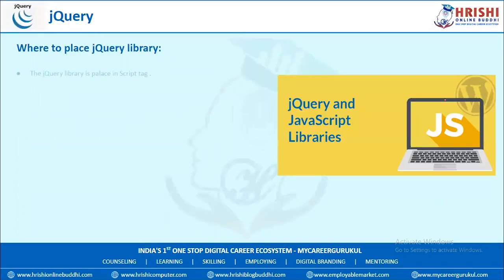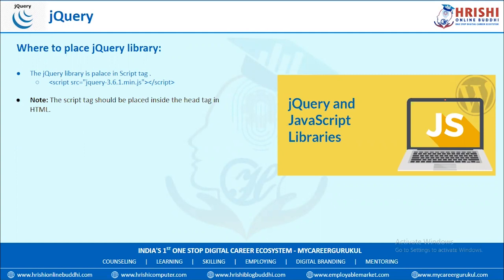Our next topic is where to place the jQuery library. The jQuery library is placed in a script tag. Now, we have seen the HTML structure. First it starts with HTML, then comes a head section, inside which we can add the script. The source of this script is the jQuery file which we have downloaded; that file name or source name where it has been saved should be written here so that the program can fetch the jQuery library.